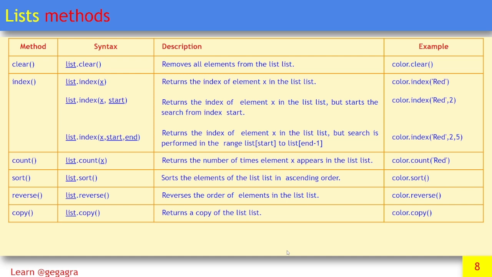Reverse: list dot reverse reverses the order of the elements in the list. So color is a list, color dot reverse will produce the list in reverse order. Copy: if you want to copy the elements of the list, you can make a copy of it. It returns a copy of the list. Over here, list is repeated, it means the name of the list is list. So if I say color dot copy, it will copy the list.